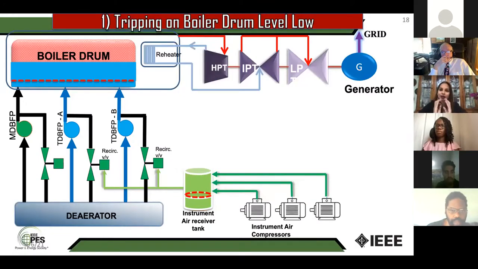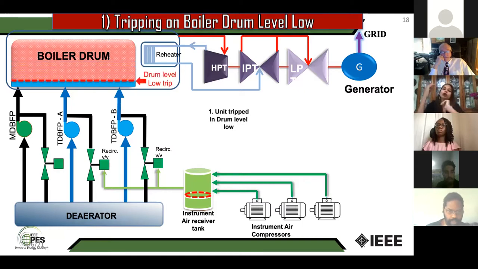Going a little bit into the technical side of how a power plant reacts when it trips. So this is a generator. There are turbines. There is a drum. There is a deaerator. There are compressors, and there is a receiver tank. How they behave in conjunction, I'm trying to depict in this slide very shortly with the help of animation.